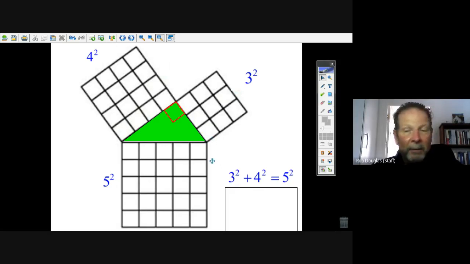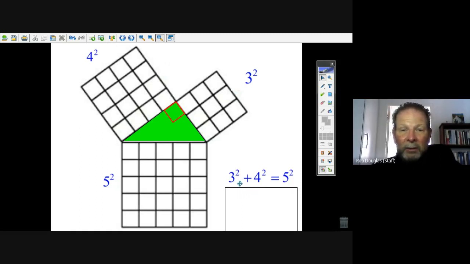Now, this is a famous right angle triangle, 3, 4, 5. The Egyptians used it to actually make sure they had a right angle. They'd measure 3, 4, and 5, and if they had a 3, 4, 5, they knew they had an exact right 90-degree triangle. Builders still use the Pythagorean triplet 3, 4, 5 to make sure they have a right angle.